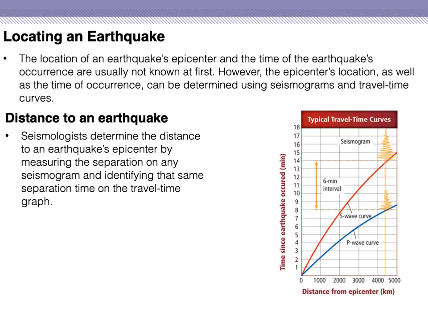The location of an earthquake's epicenter and the time of the earthquake's occurrence are usually not known at first. However, the epicenter's location as well as the time of the occurrence can be determined using seismograms and a travel time curve. Seismologists determine the distance to an earthquake's epicenter by measuring the separation on any seismogram and identifying that same separation time on the travel time graph.